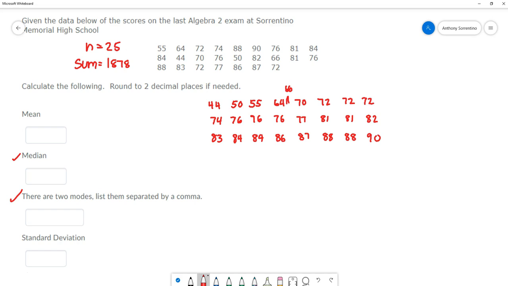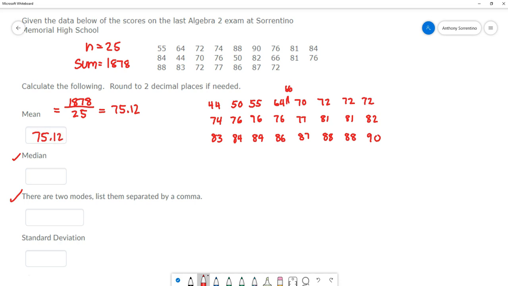So if I wanted to figure out what the mean was, I would take 1,878, the sum of the totals, over 25, and that would equal 75.12. So that's what that is.